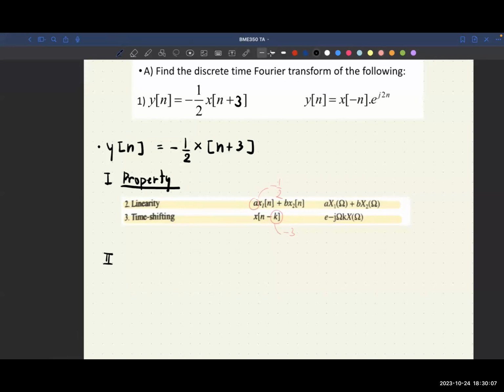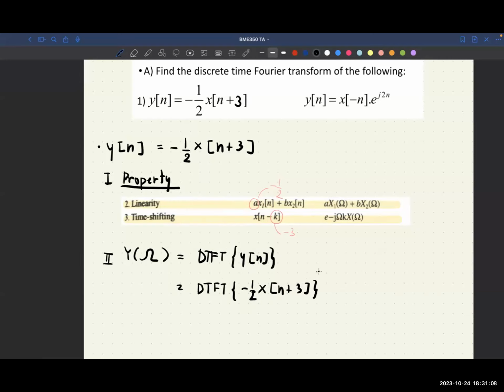All right. Let's continue. The output of y[n] in the discrete time Fourier transform would be Y(omega), its frequency domain representation, which will be the discrete time Fourier transform of our original signal y[n], which is actually the discrete time Fourier transform of -1/2 x[n+3].